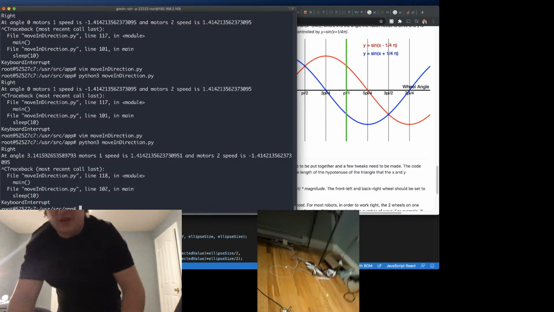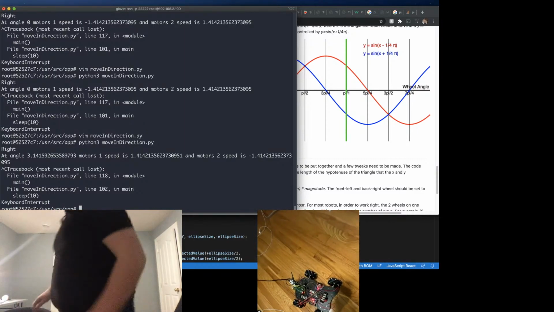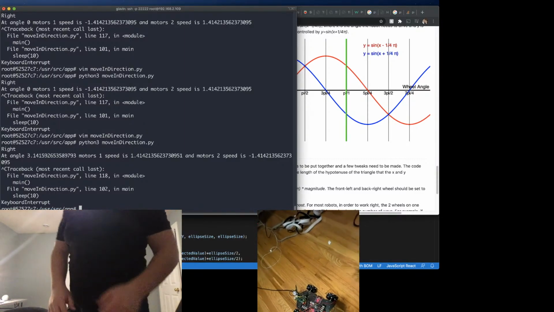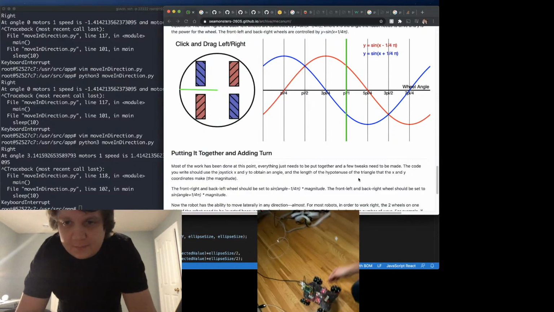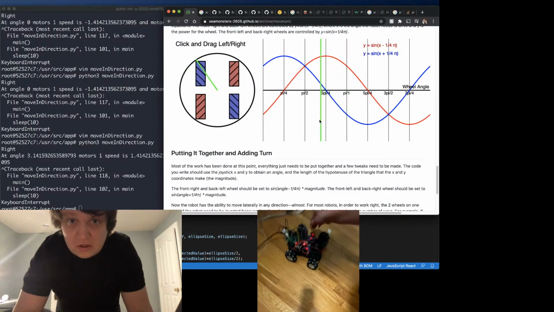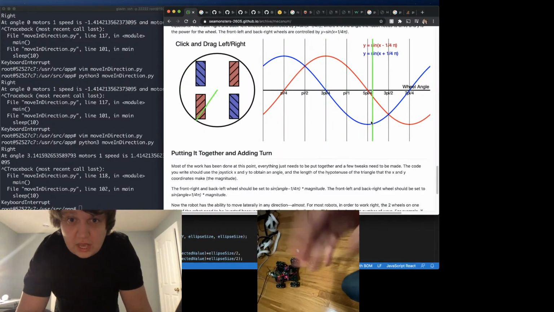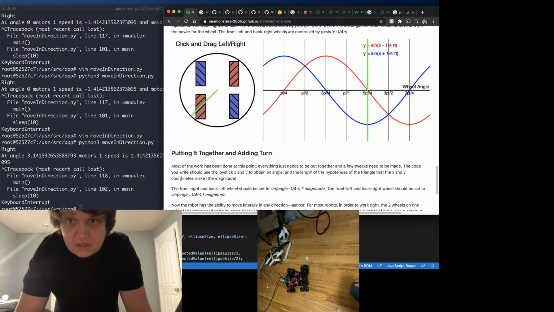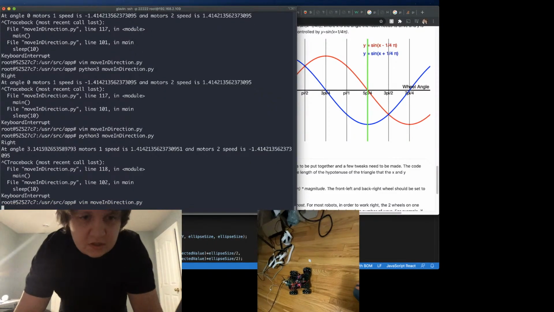Okay. What else can we do? Can you do an angle? Can you do a diagonal? Absolutely. Do a diagonal down left if you can. Down left. Yeah. 5 pi divided by 4.